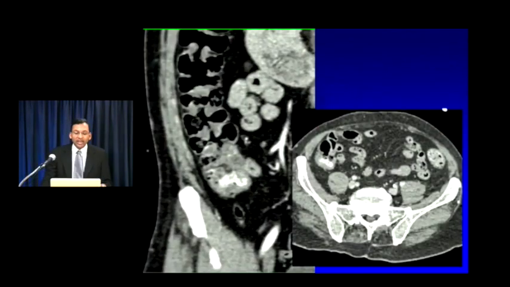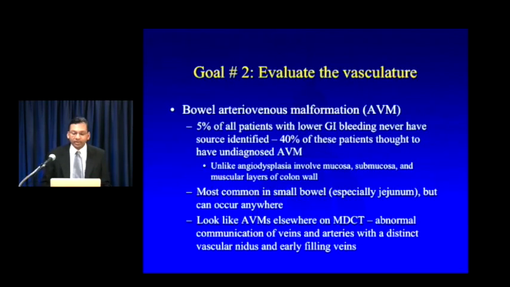Here's another example. Again, notice the abnormal tuft of vessels within the submucosal layer of the right colon. Always focus in on the right colon in these patients because that's where you're more likely to see angiodysplasia. Now, AVMs are, again, an underdiagnosed but still relatively uncommon cause of GI bleeding. Now, it's thought that of the 5% of all patients who have lower GI bleeding without ever having a source identified, a substantial percentage may have an undiagnosed AVM.